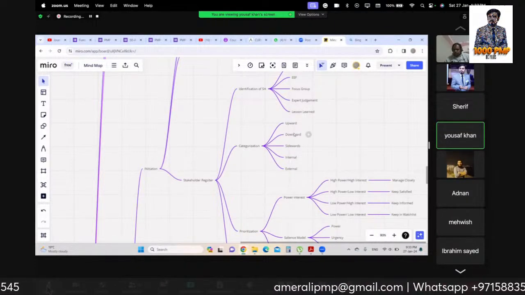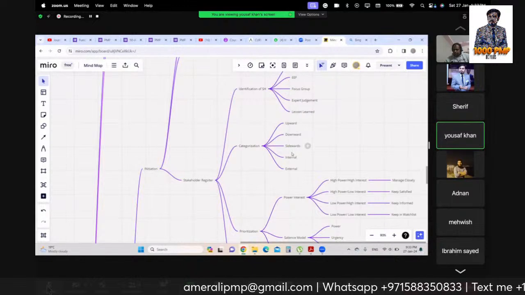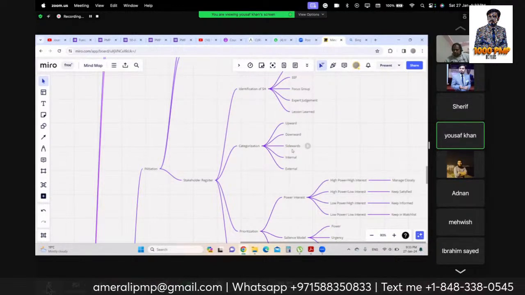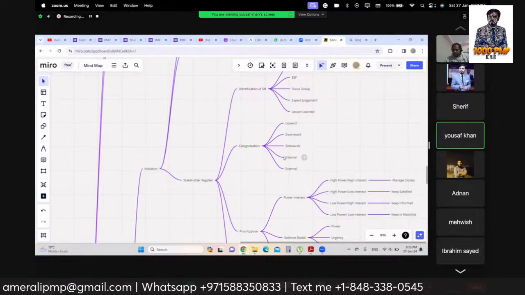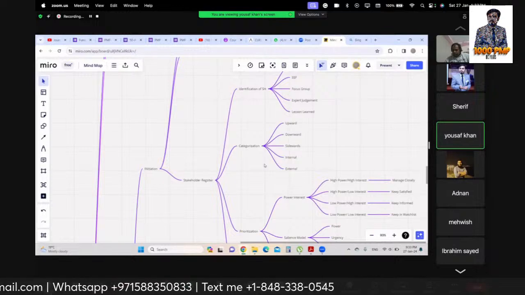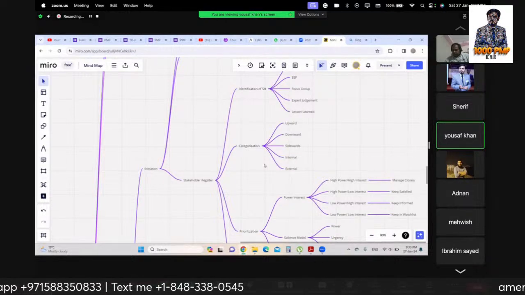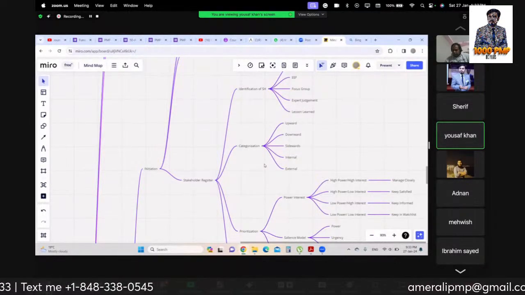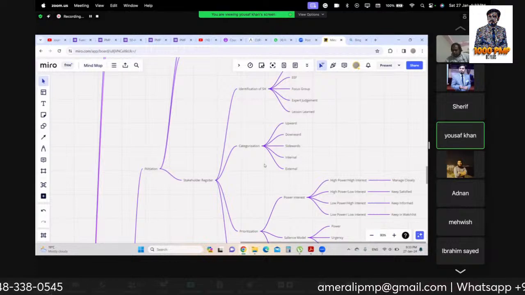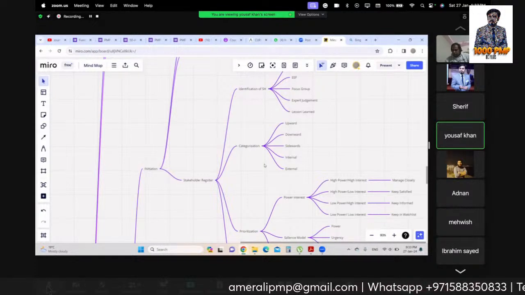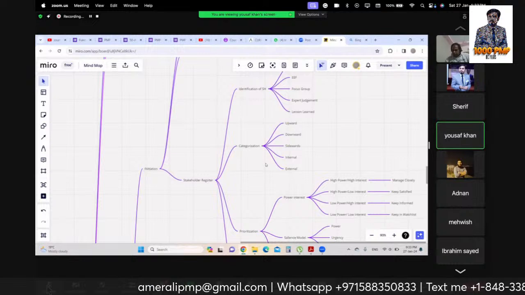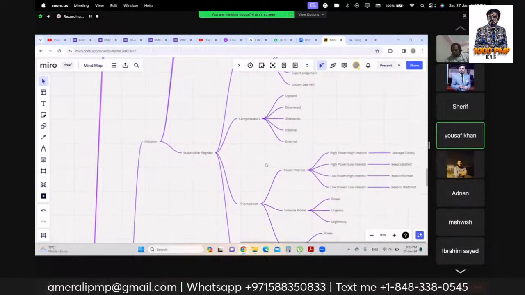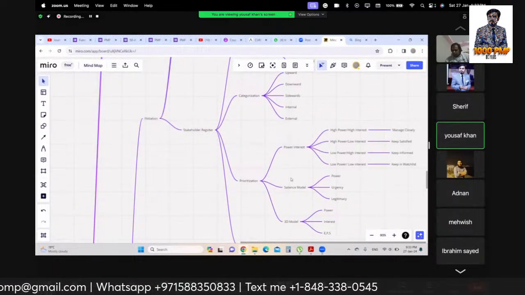We have to see who's the downward stakeholder to whom we are reporting, who are sideward, who's reporting to us, who are the sideways, exactly like in same level as us. And we also have internal and external stakeholders. Then we go to prioritization.